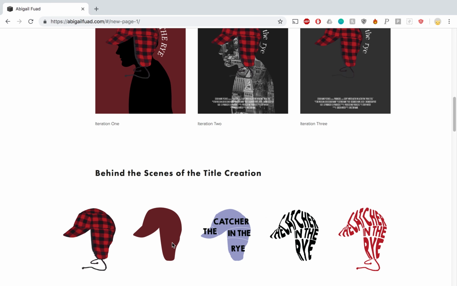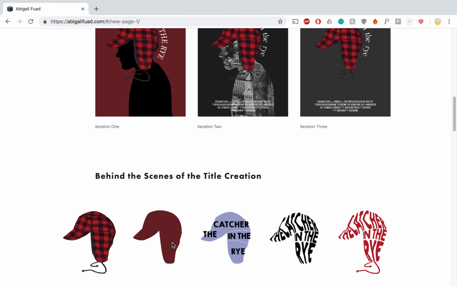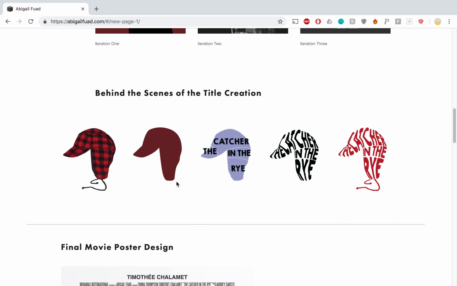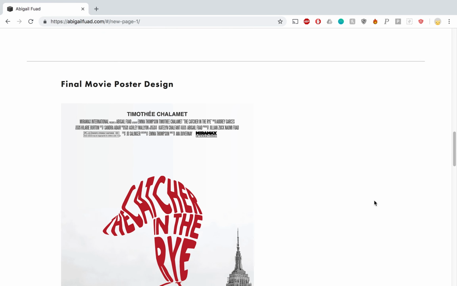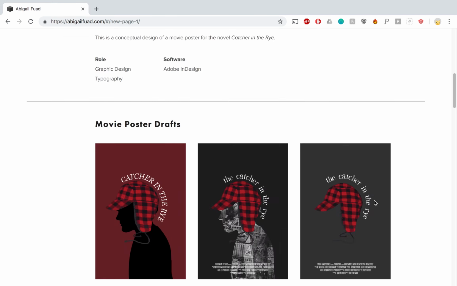Another thing I did was, the hat is a really important part of the novel, and I decided to play around with incorporating the title into the hat, playing around with the typography. In this part, you can see the transition of how the title sequence came to be. And here's the final movie poster.